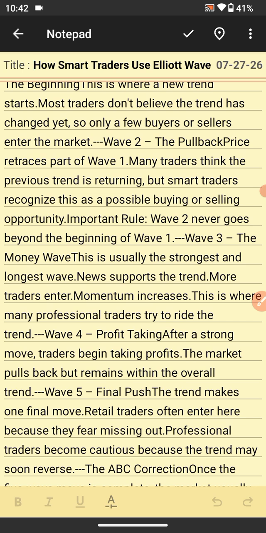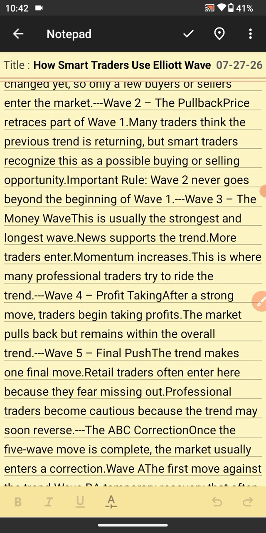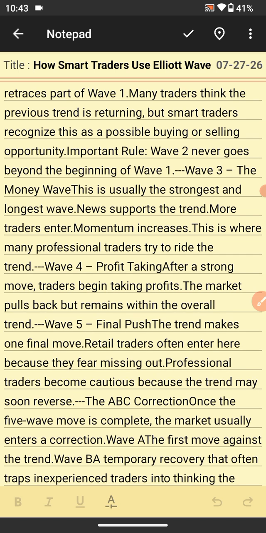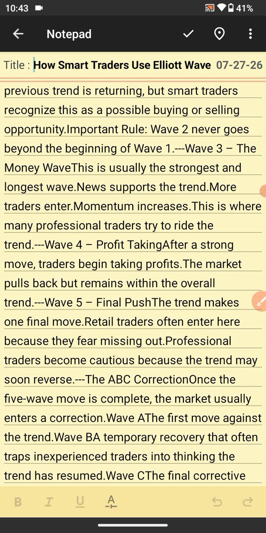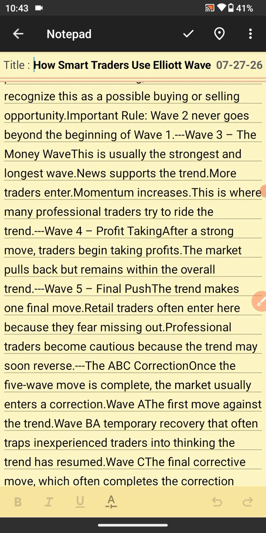Then wave 3, the money wave. This is usually the strongest and the longest wave. News supports the trend. More traders enter. Momentum increases. This is where many professional traders try to ride the trend. Wave 4, the profit taking after a strong move. Traders begin taking profits. The market pulls back but remains within the overall trend.